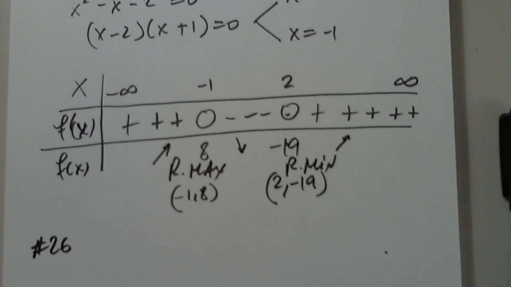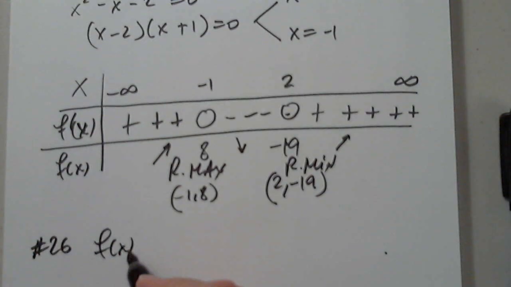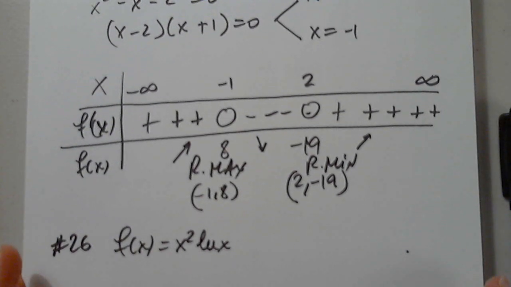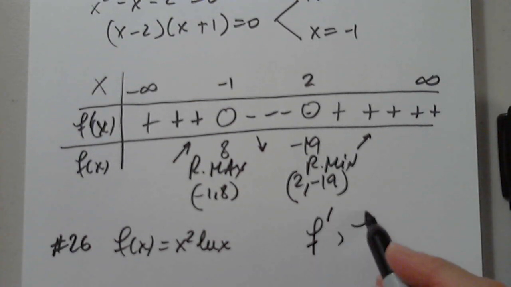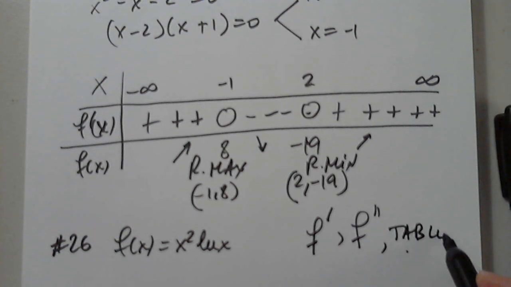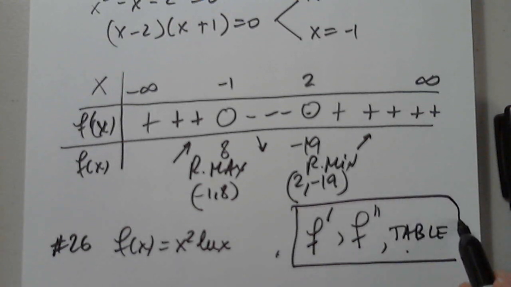Thank you. Very good. So f of x equals x squared natural log x. Perfect. Good. So we want the whole thing, everything we've studied so far. We are going to study the first derivative with everything and the second derivative with everything, and we're going to put everything in the famous table. Okay?